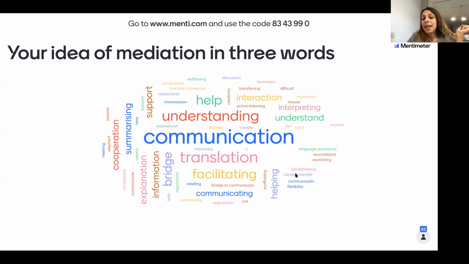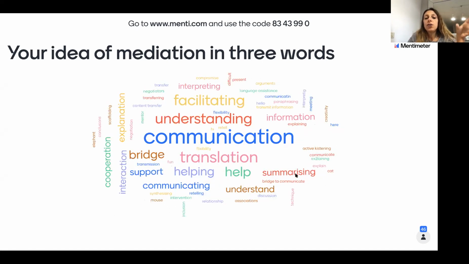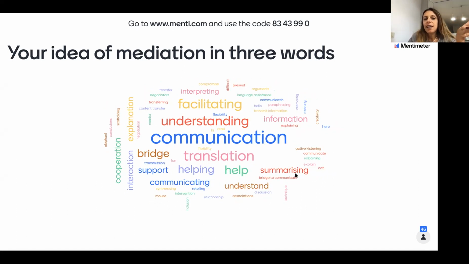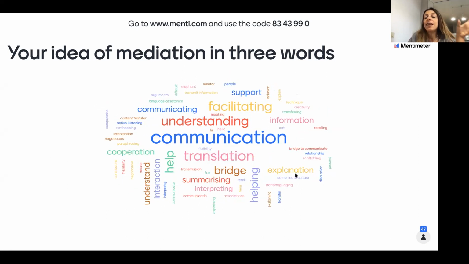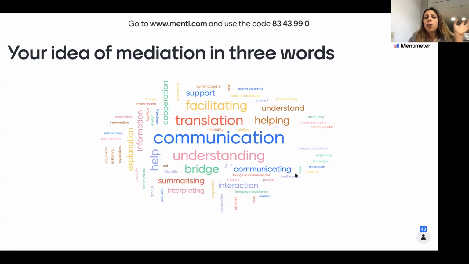Then we have facilitating. Of course, facilitating and facilitating understanding, they are quite linked. Of course, we facilitate through mediation. We want to facilitate understanding and mutual understanding, especially in a communication, in an interaction, when we are interacting with an interlocutor. With mediation, we want to facilitate the process, the interaction flow going on.